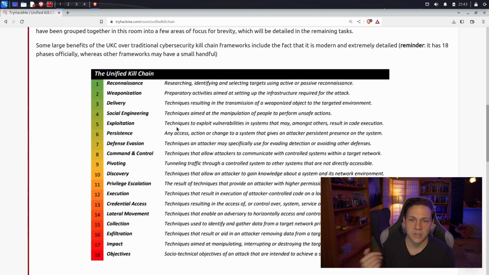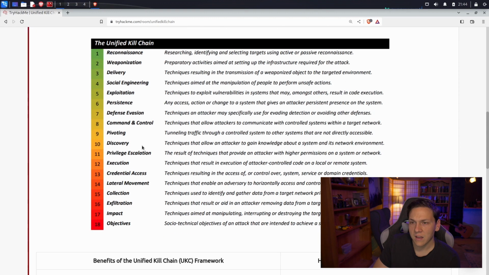Step 5, exploitation, techniques to exploit vulnerabilities in systems that may, amongst others, result in code execution. Step 6, persistence, any access, action, or change to a system that gives an attacker persistent presence on the system. Phase 7, defense evasion, techniques an attacker may specifically use for evading detection or avoiding other defenses. Phase 8, command and control, techniques that allow attackers to communicate with controlled systems within a targeted network. Phase 9, pivoting, tunneling traffic through a controlled system to other systems that are not directly accessible.